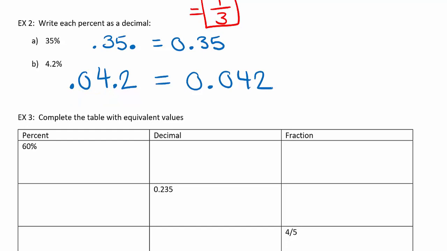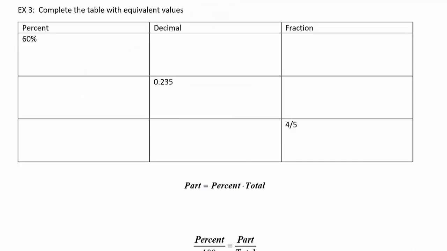So to change a percent into a fraction, put it over 100. To change it into a decimal, you are dividing by 100, which means you're moving the decimal to the left 2 places. So let's put this all together and complete the following table. If we're given a percent and we want to change it into a decimal, we move the decimal 2 places to the left. So that would give me 0.60, or you could just write 0.6.